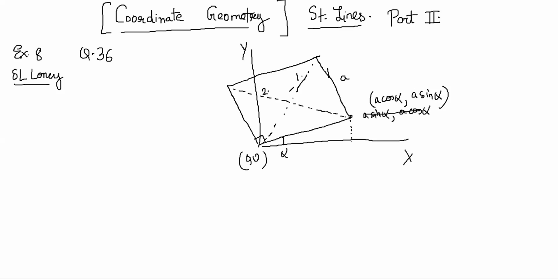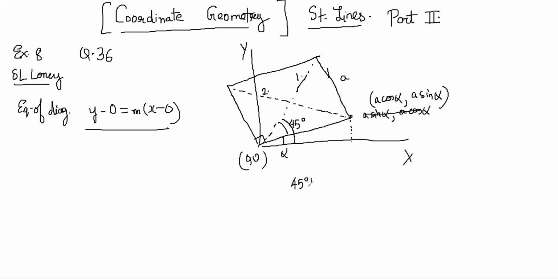So we have to find the slope of 1, no? Because the equation of diagonal 1 will be y minus 0 is equal to m into x minus 0, right? It is passing through 0, 0, no? So we just need the slope of this line. Correct. Diagonals of a square bisect each other. So this is 45, right? The diagonal of the square will bisect this angle. So the overall angle with the x-axis for this line is 45 plus alpha, right?